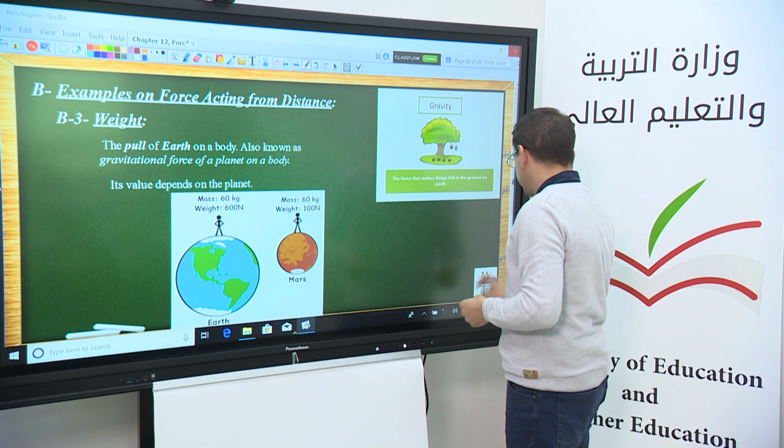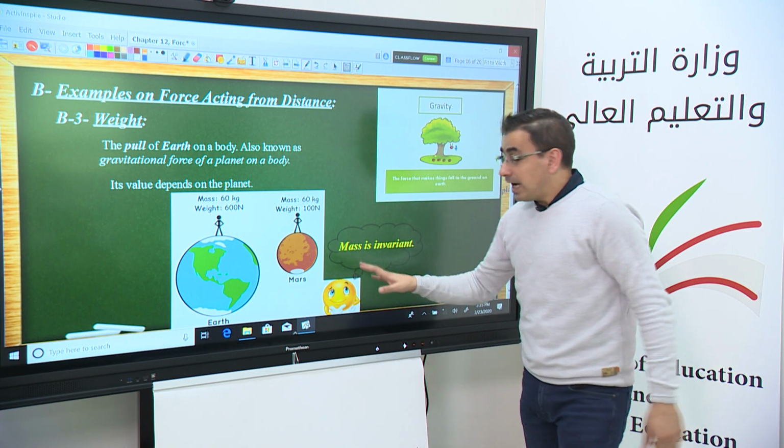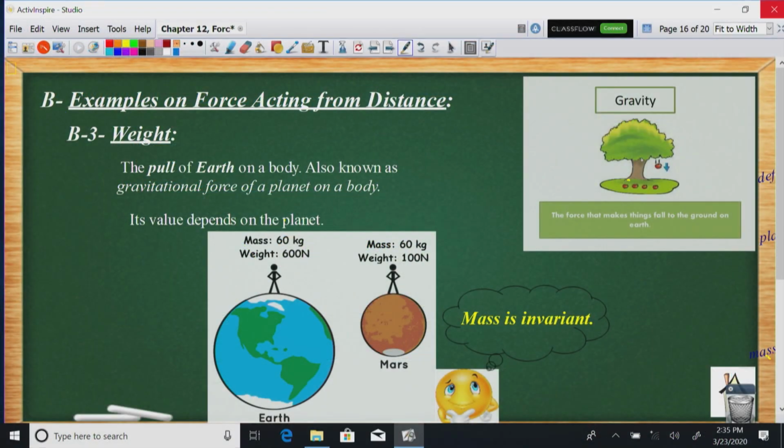So keep in mind, mass never changes, it remains the same always. What changes is the weight. Now, what we're gonna do next time is to talk in more details about the weight itself.